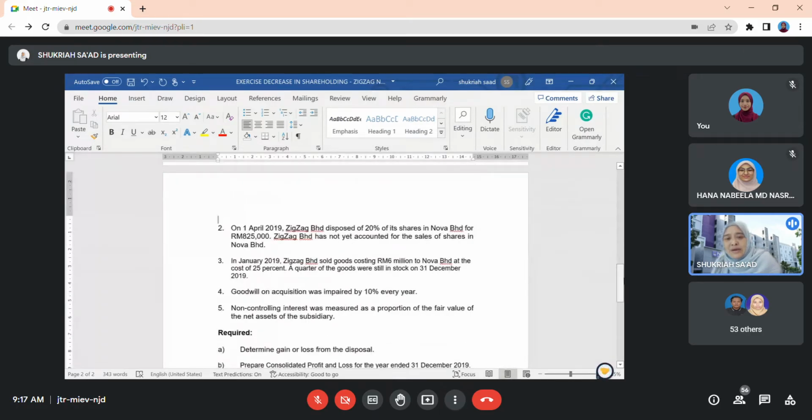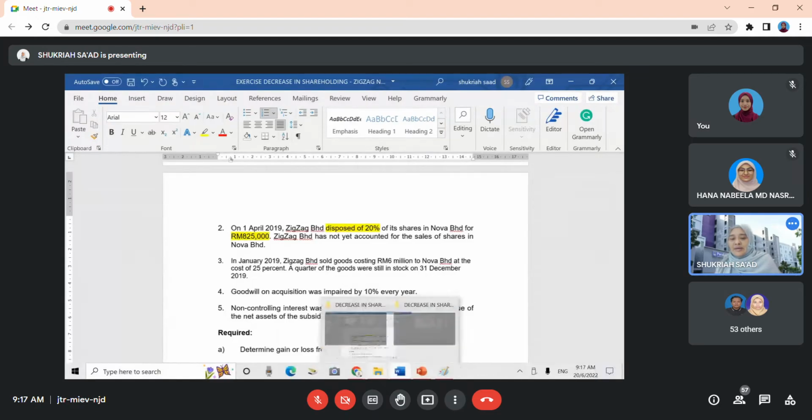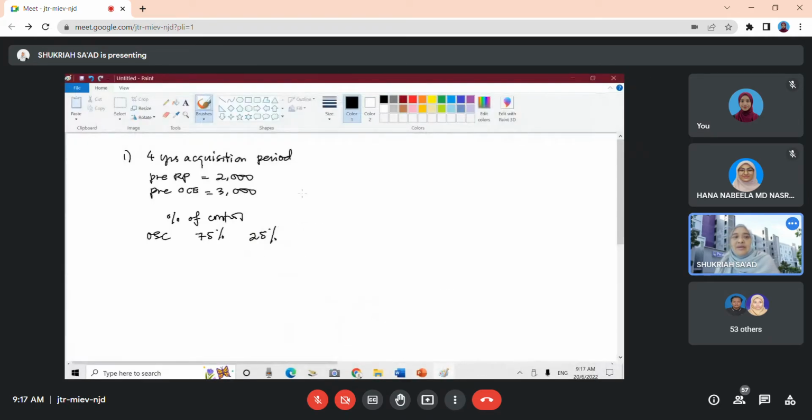On 1st April 2019, Zigzag disposed 20% of its shares in Nova for, this is the proceeds from the disposal, 825,000. So kalau saya delete the last 30, maknanya 825 sahaja. So Zigzag had not yet accounted for the sales of share in Nova. Okay, so dia belum record. Okay, next. So what will be the journal entry here? Okay, untuk information number 2, saya letak kat sini.